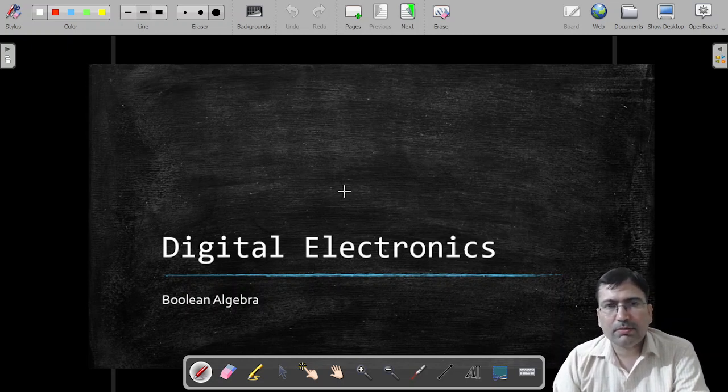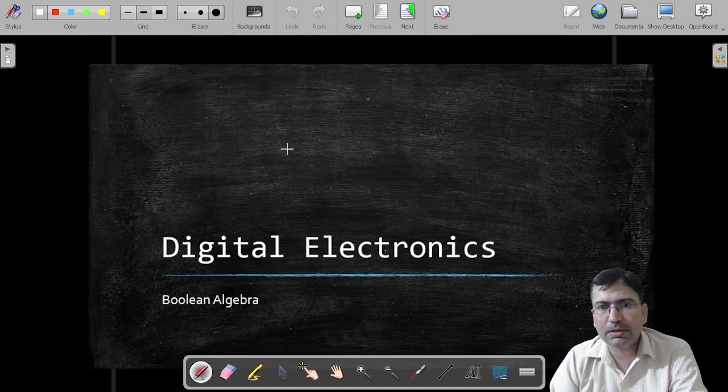In the previous lecture we have discussed the laws of Boolean algebra. So in this lecture I will first revise a few of the things and then we will see a few more laws.